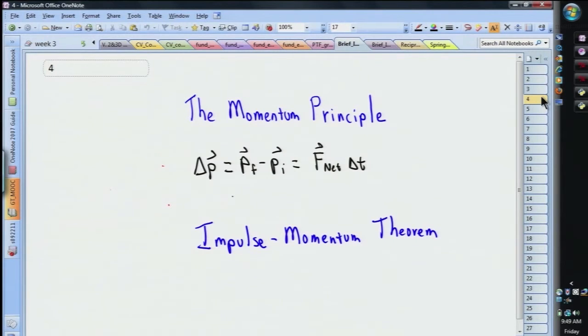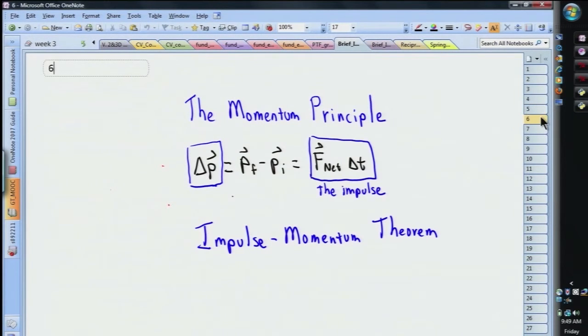We also mention here in passing that this form of our fundamental principle is also referred to as the impulse momentum theorem, which in words says the change in momentum is equal to the impulse, which is the product of the net force and the change in time, delta t.